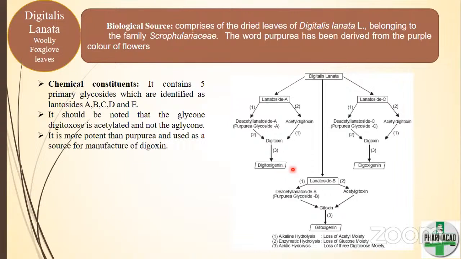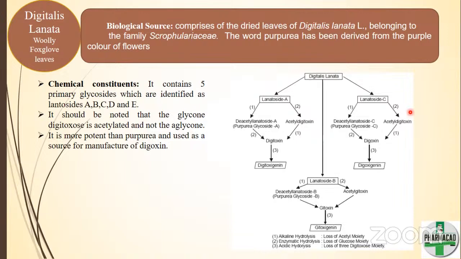Now what was the difference? Let me remind you. When you add 3 molecules of digitoxose, it will form digitoxin. To digitoxin, when you add 1 molecule of glucose, it will form purpurea glycoside A. But when you have that 1 molecule of digitoxose with an acetyl group, then it will form lanatoside A. That's all. Similarly, it is the same for B and C, just like digitoxin and gitoxin, the same procedure.